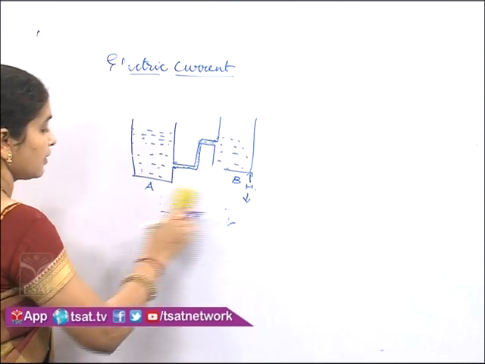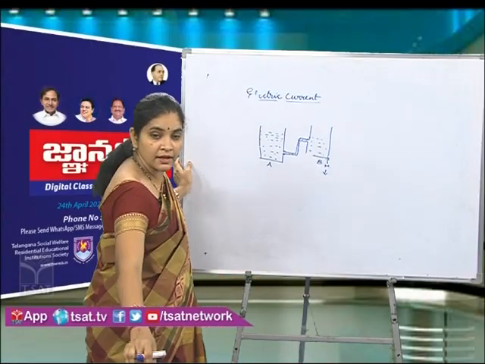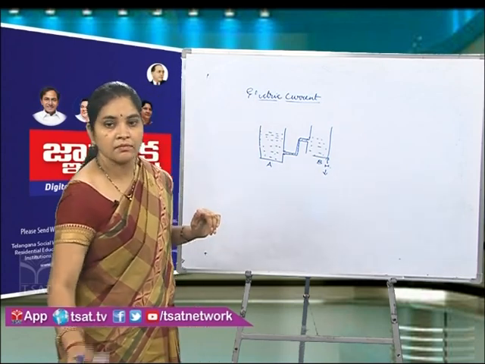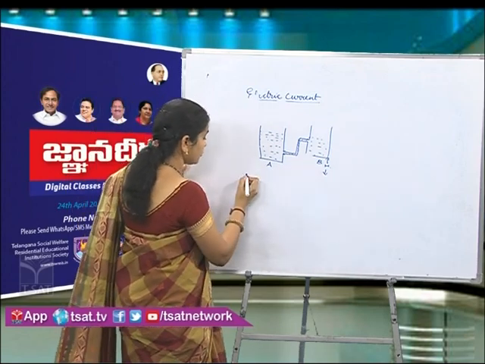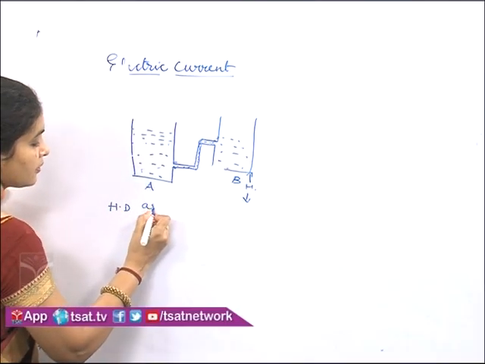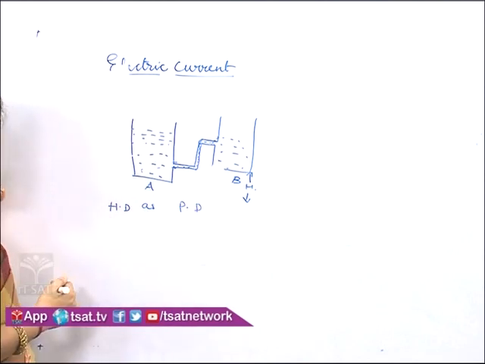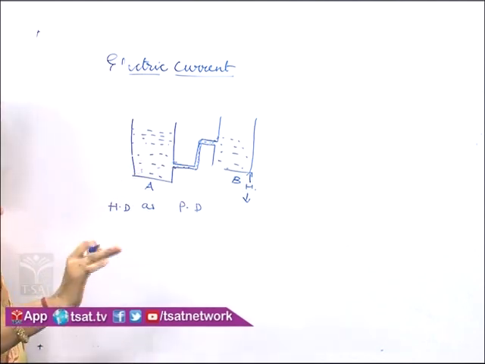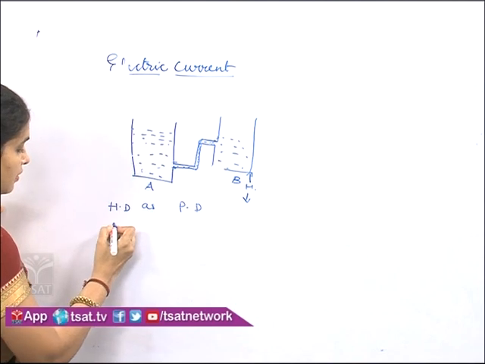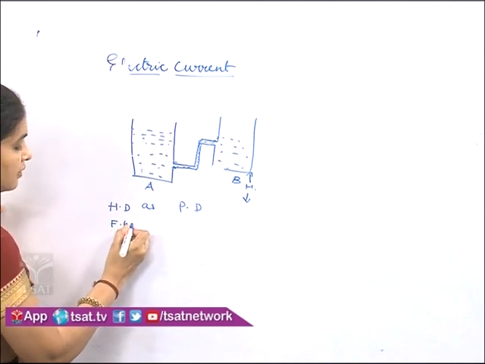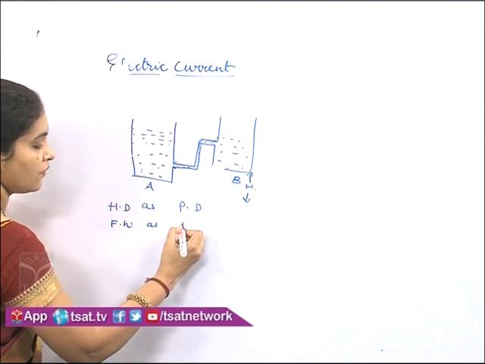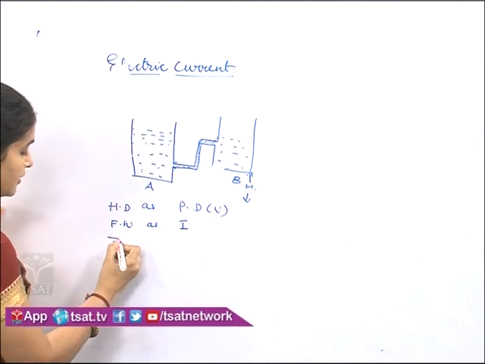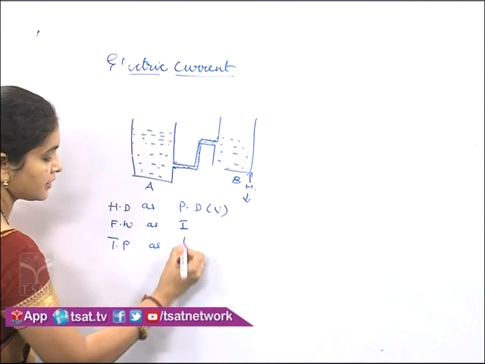Can we compare this with Ohm's law? Let us see. Assume the height difference as potential difference. When the height difference is increasing, the flow of water also increases. Flow of water as flow of current, and the thinness of the pipe as resistance.